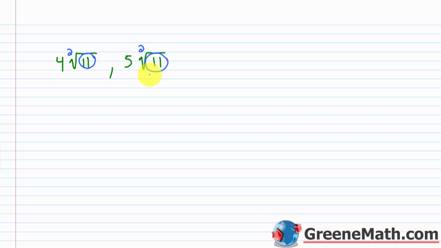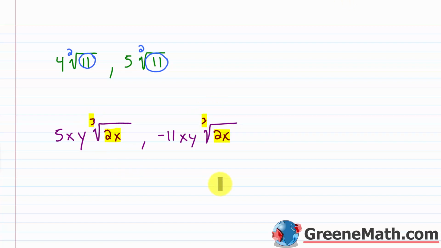As another example, suppose we had 5xy multiplied by the cube root of 2x, and negative 11xy multiplied by the cube root of 2x. These are like radicals. You have the cube root and the cube root, so the index is the same, a 3 and a 3. And then the radicand is the same, a 2x and a 2x. So that's what you're looking for when you have like radicals.